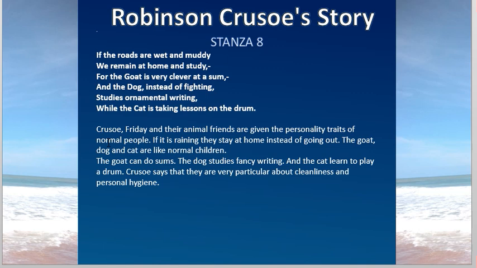So here Crusoe, Friday and their animal friends are given the personality traits of normal people. If it is raining, they stay at home instead of going out. The goat, the dog and cat are like normal children. The goat can do sums, the dog does fancy writing, and the cat learns to play a drum. Crusoe says that they are very particular about their cleanliness and personal hygiene. So whenever it's wet and muddy, they do not go out. So not only are they like children, they are like very, very good children.